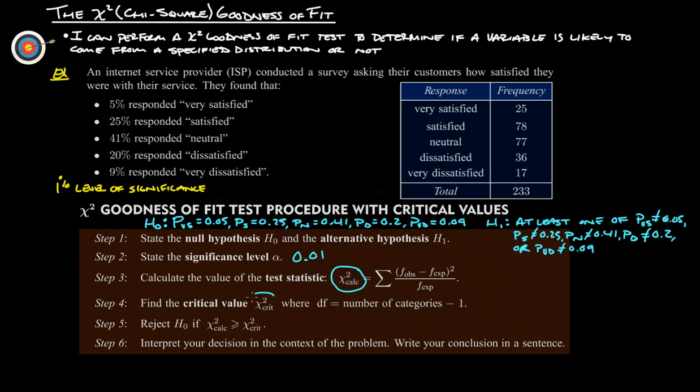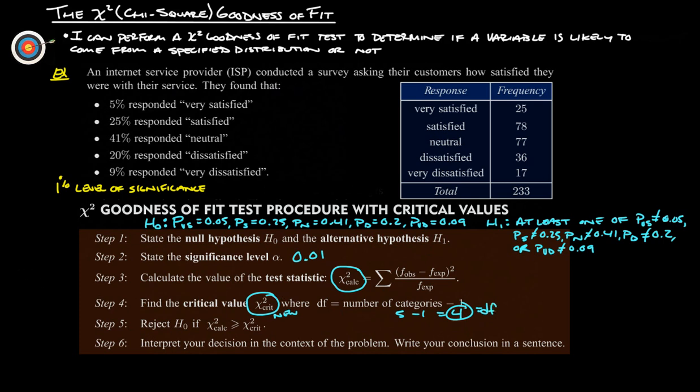So this is something that is new. The number of categories: 1, 2, 3, 4, 5. So that's 5 minus 1, which is 4. So our degrees of freedom is going to equal 4.